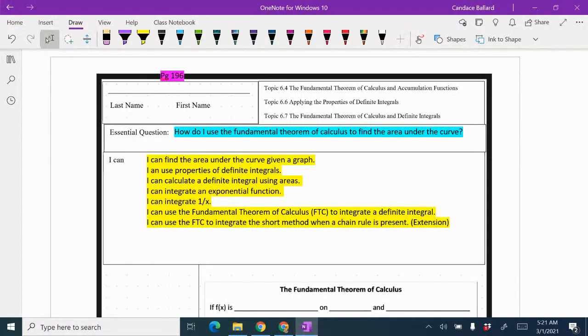And then we have a lot of I can statements, so take a minute, pause the video, and get them all written down. I can find the area under the curve given a graph. I can use properties of definite integrals. I can calculate a definite integral using areas. I can integrate an exponential function. I can integrate 1 over x. I can use the fundamental theorem of calculus, abbreviated FTC, to integrate a definite integral. And extension 1, I can use the FTC to integrate the short method when the chain rule is present.